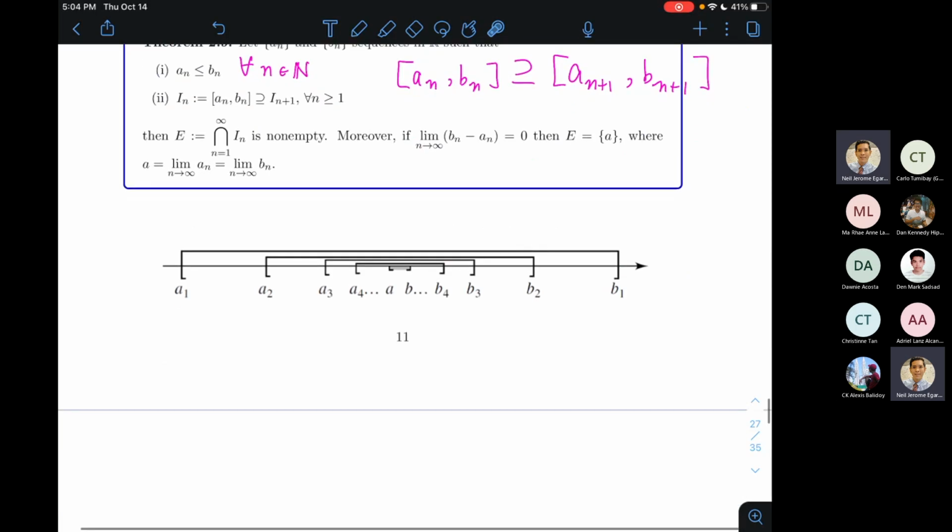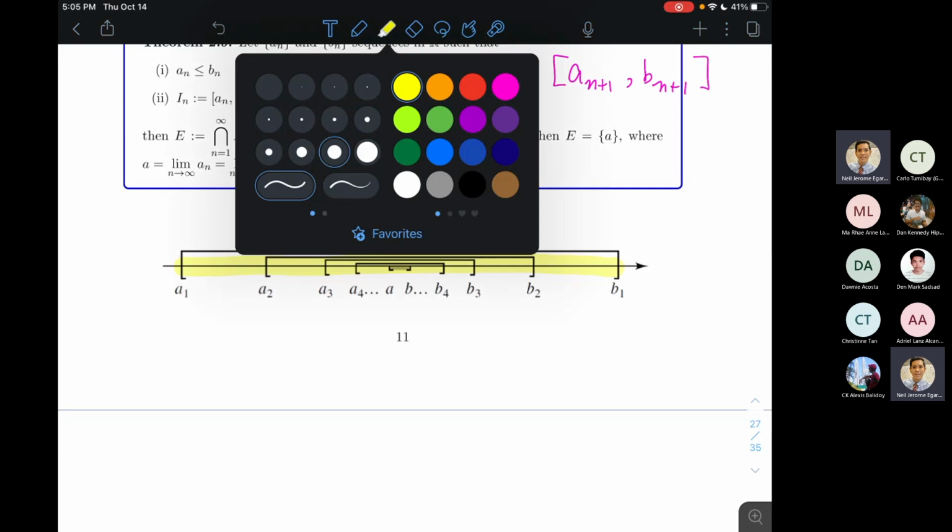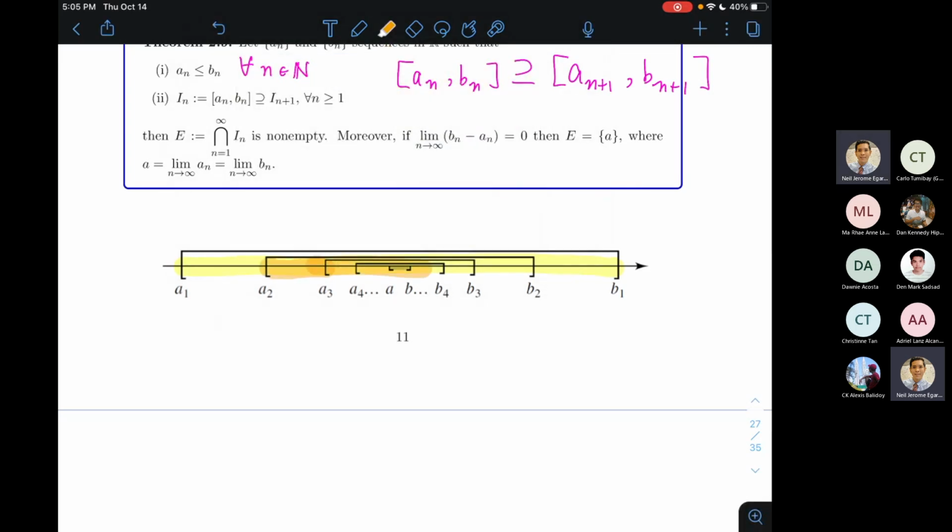So graphically, it will look like this. So yung interval I1 natin ay ito, A1 until B1. Yung interval I2 natin ay itong orange, from A2 hanggang B2. And then yung interval I3 natin, interval from A3 papuntang B3. And you see that I1 is a superset of I2. I2 is a superset of I3. Therefore, I1 is a superset of I3 and so on. So nasa loob, papasok tayo ng papasok dun sa loob ng intervals. Alright?